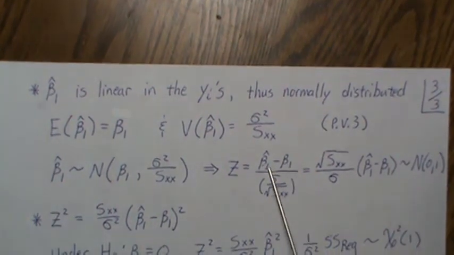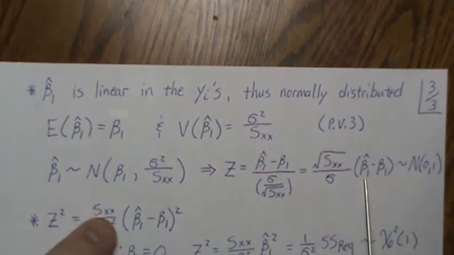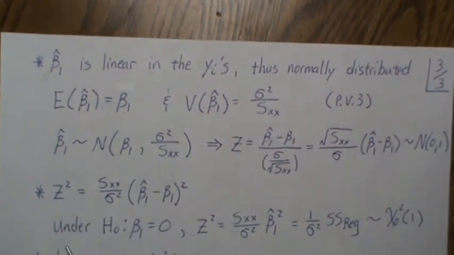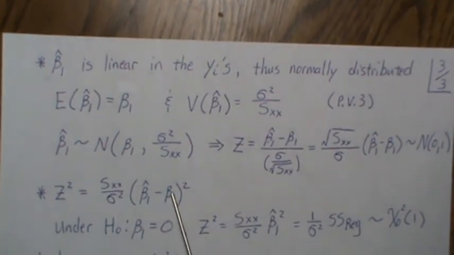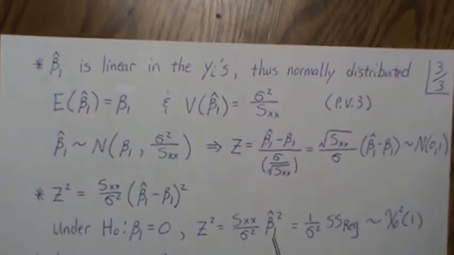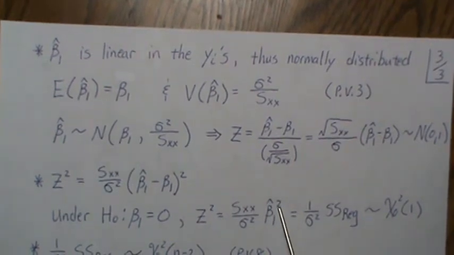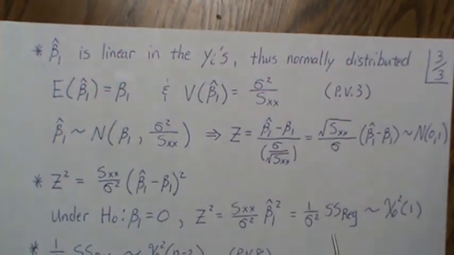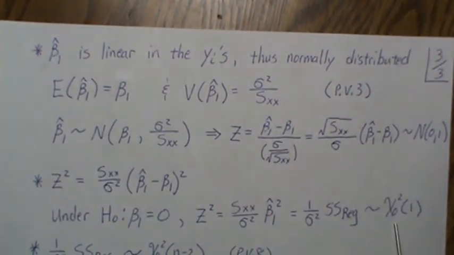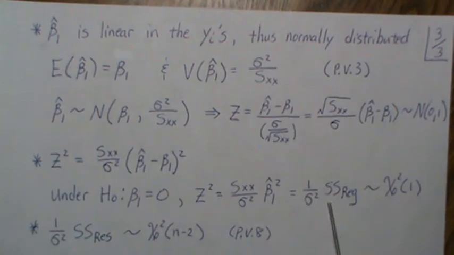So let's square this quantity, z squared, and we get this, right? So this is squared, that's squared, and this quantity is squared. But under H0, beta 1 is 0. So this is 0, which then says z squared is this, right? And we just showed that beta 1 hat squared times SXX is the sum of squares regression, and this is chi-squared 1. So now this is our test statistic right here.